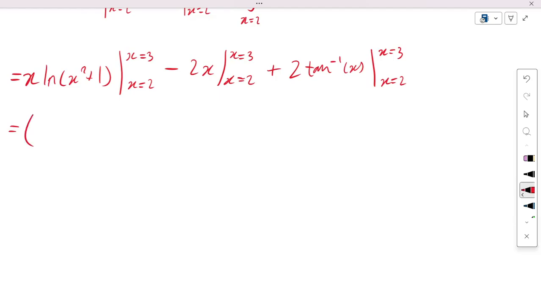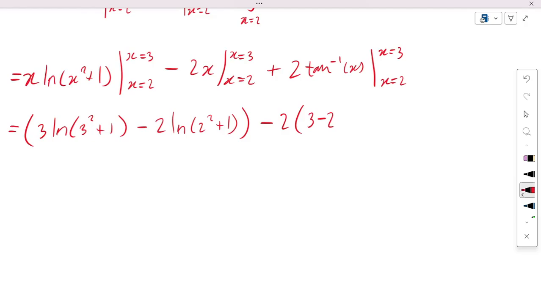So let's just evaluate here. It's going to be x. What is the first one? It's going to be the upper limit. So it's going to be 3 natural log of 3 squared plus 1 minus 2 natural log of 2 squared plus 1. Okay, that's in our first bracket. Minus, we're going to take the constant and the negative out as usual. We're going to have negative 2 into, and then we're going to evaluate the x's. It's going to be 3 minus 2. Plus the 2 we're going to take out there.